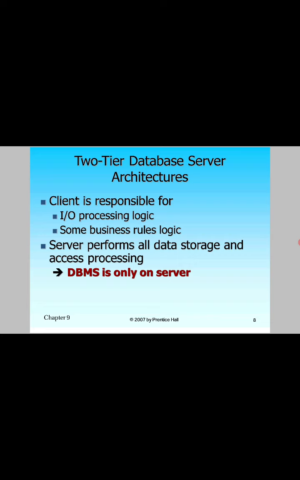In the two-tier database architecture, the difference is that the original DBMS or the original database is mainly stored on the server system only. So the client is responsible for IO processing logic. The client is only for processing all input output operations, and some business rule logic, and the server performs all data storage and access processing.